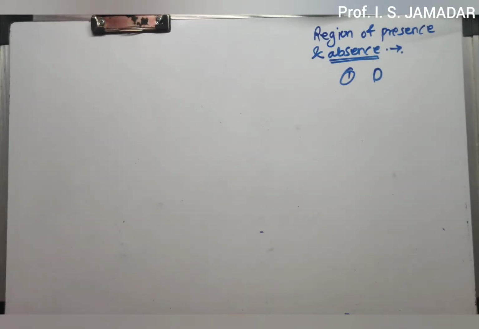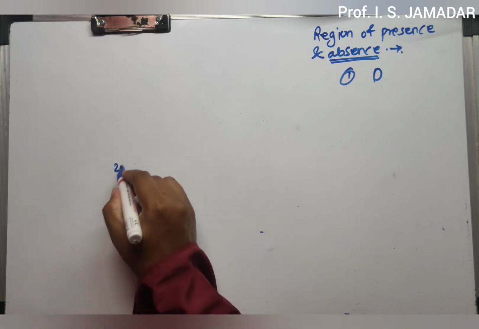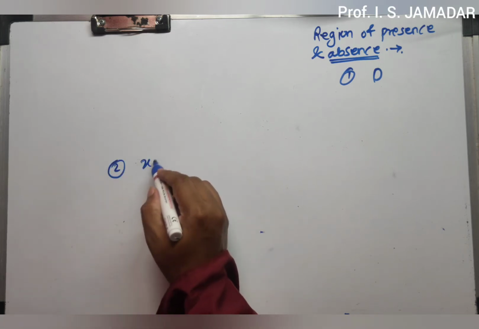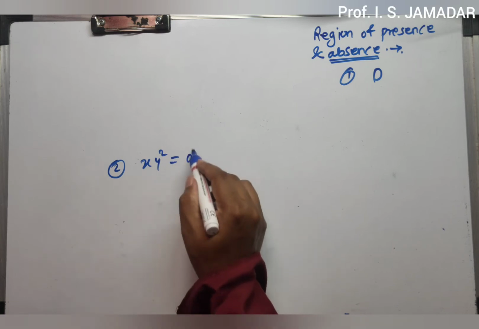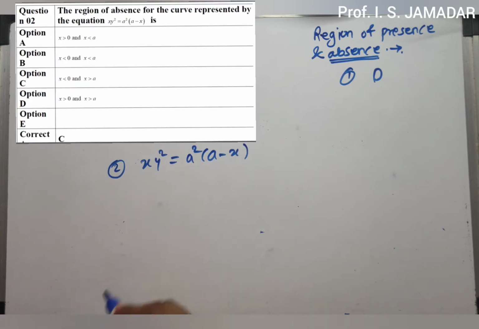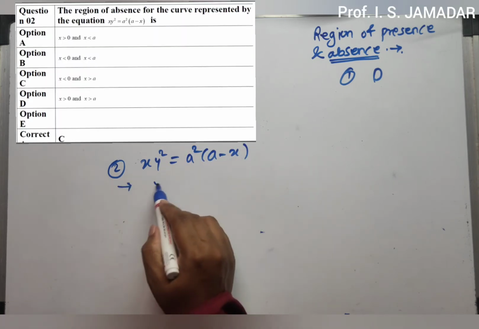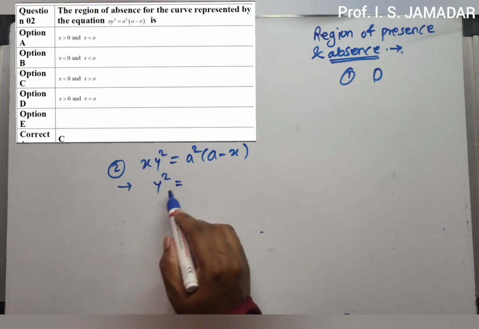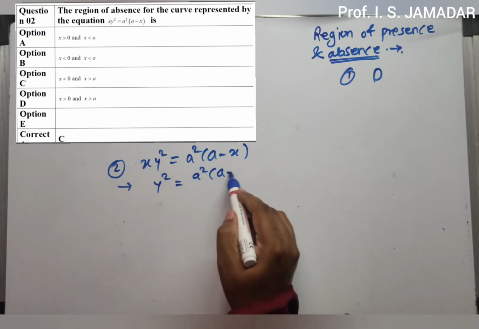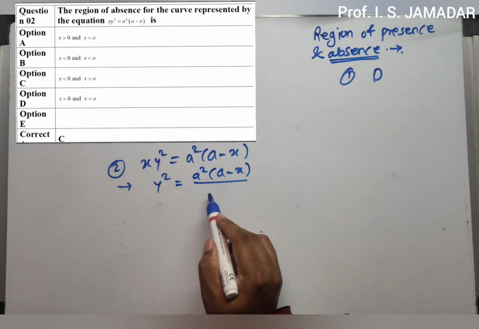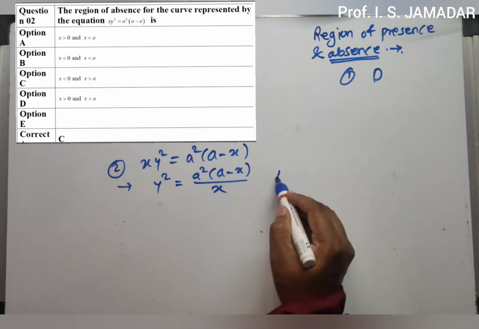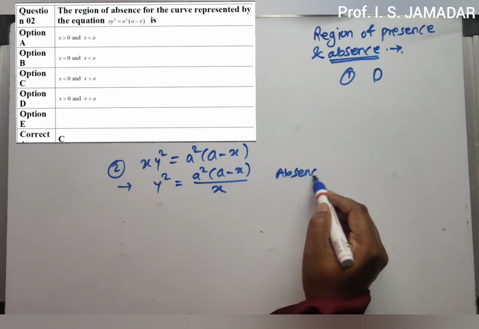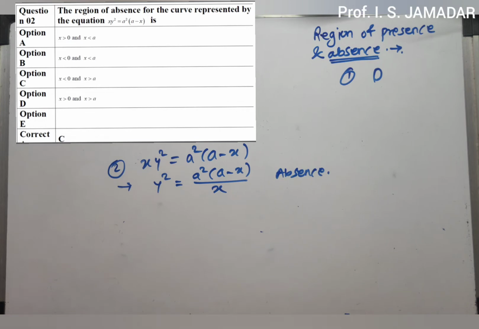Question number 2 is, the region of absence for the curve represented by x y square is equal to a square into a minus x. So it is easy to write y square in terms of x. So y square we can write as a square into a minus x divided by x. And the question is about the absence, where the curve does not exist.